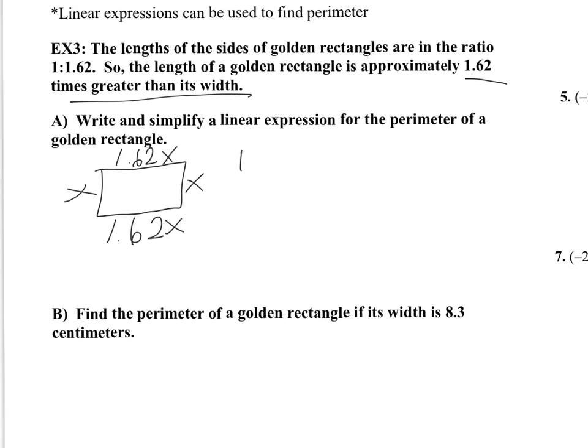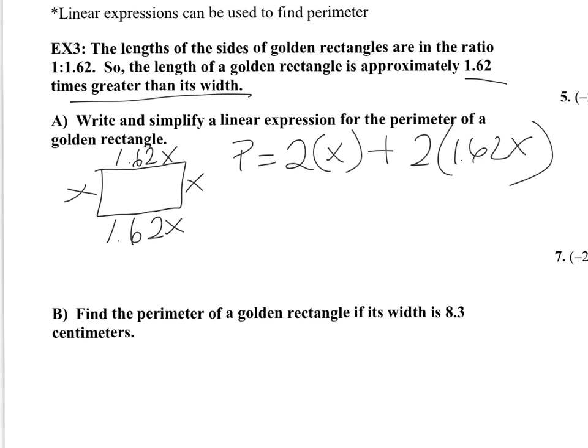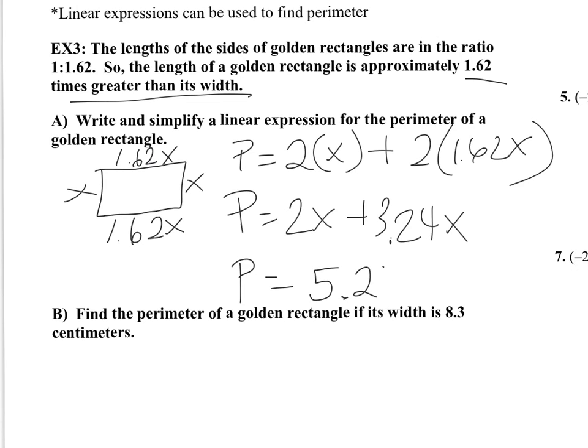So now in this case, if I want to find the perimeter, I know there are 2 sides that are going to be x, so 2 times x, plus 2 of the sides that are going to be 1.62x. And then I could simplify my perimeter formula to 2x plus 2 times 1.62, and that gets me 3.24x. And because they both have the same variable part, I can combine them, and I add 2, so then I have 5.24x. And that is my perimeter formula.